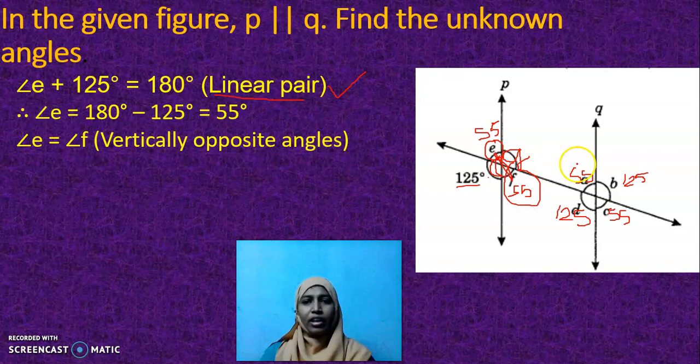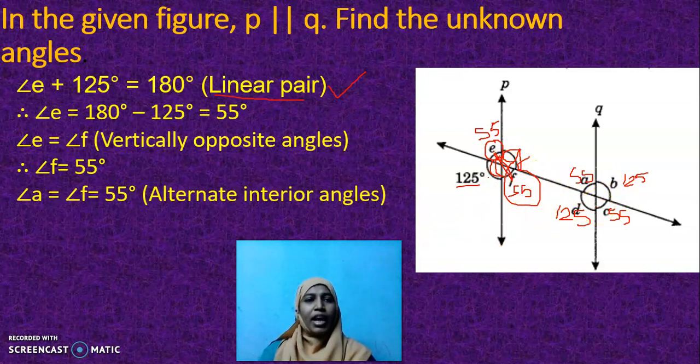See, angle E is equal to angle F. Why is angle E equal to angle F? Vertically opposite angles are equal. See, they have written vertically opposite angles. Angle F is equal to 55. So we got all these three angles now. When I come to this point, angle A is equal to angle F. What reason have they given for angle A equal to angle F? Alternate interior angles. But when I was doing it, I didn't use the word alternate. What word did I use? I used corresponding angles, because I found angle D is equal to 125.